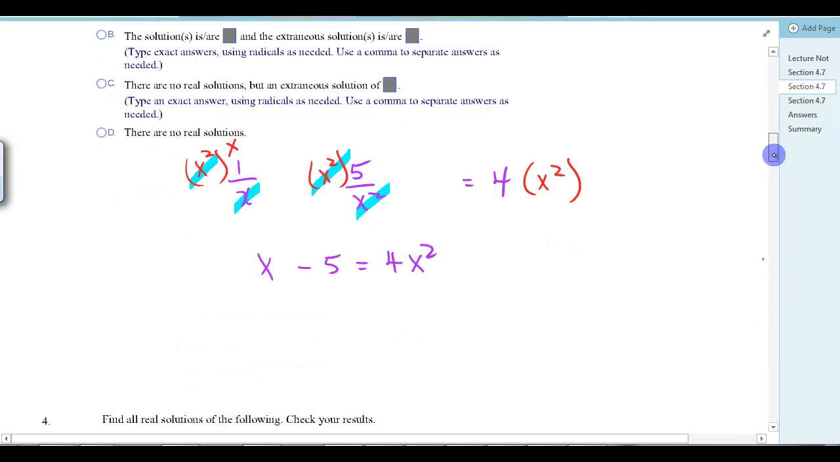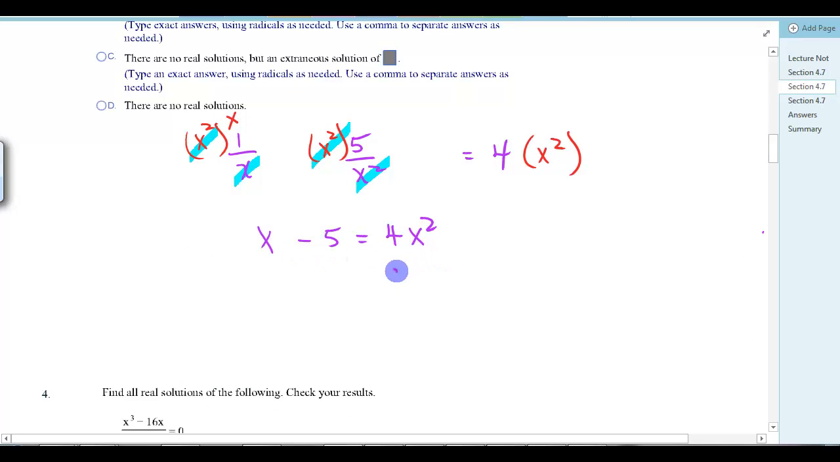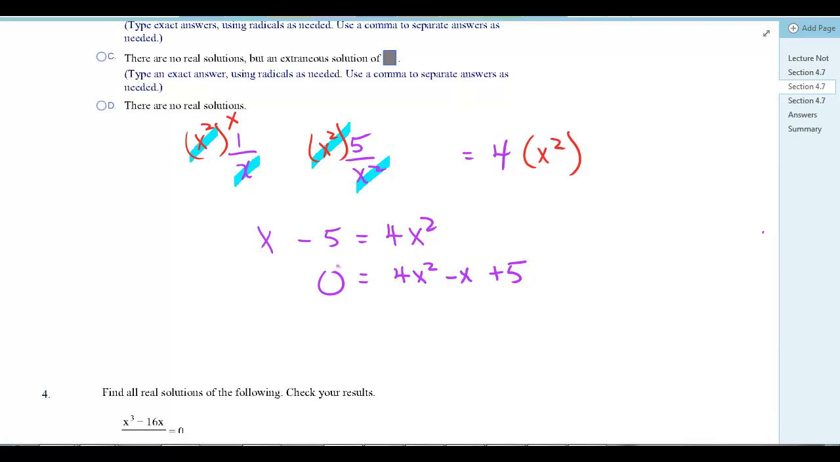Now, let's bring everything to the other side. So we have 4x squared minus x plus 5 equals 0. Now, I don't think that looks like it's going to factor, and here is where our discriminant can come in handy and let us know if this is even going to have any real roots.